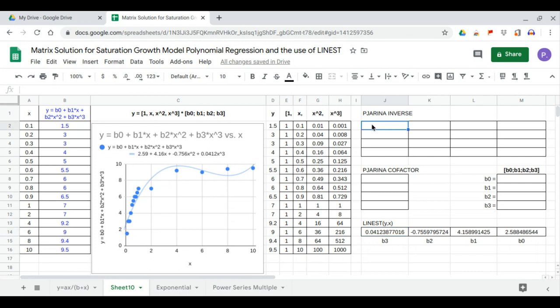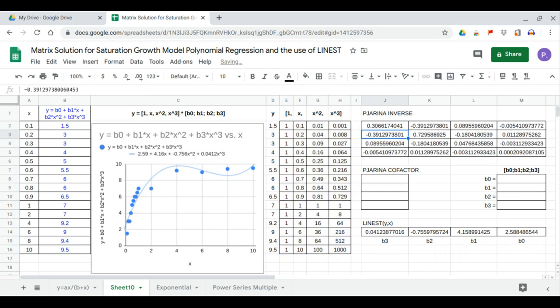We can also calculate using the matrix solution. We have MINVERSE, starting with the matrix inverse, MINVERSE, MMULT, transpose of the X matrix and itself. And we calculate the matrix cofactor, which is MMULT, transpose of the X matrix and the Y values. Then we calculate the coefficients, which is MMULT of the matrix inverse and the matrix cofactor.